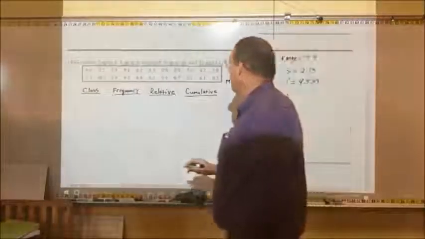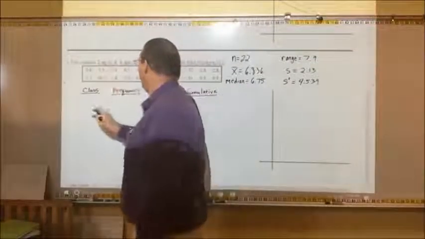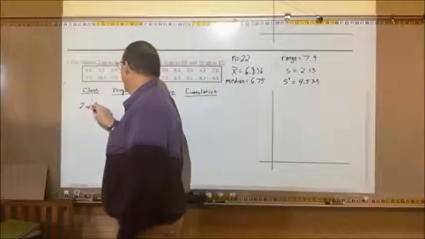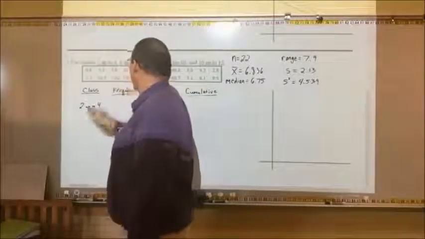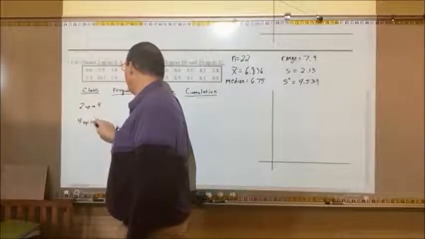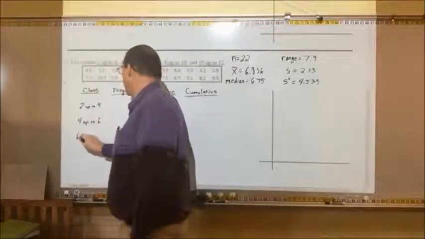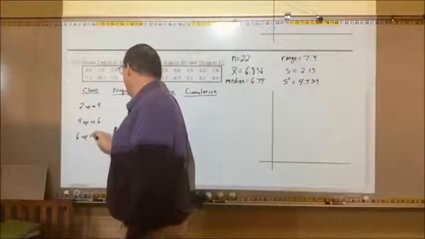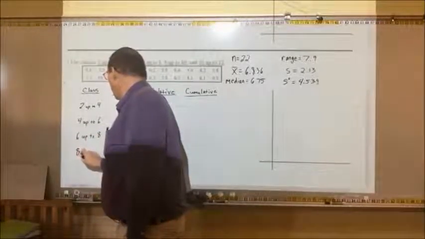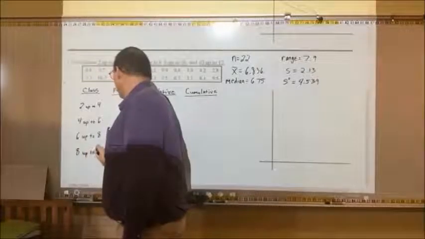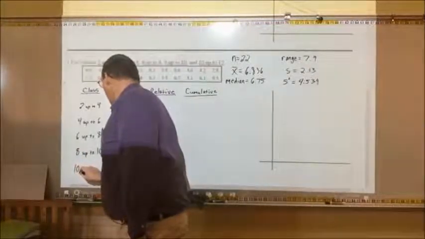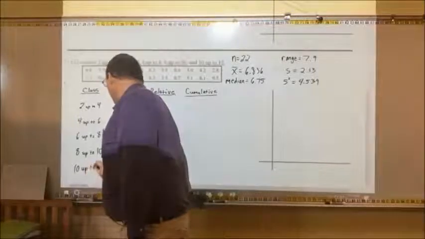All right, so the classes are 2 up to 4. So we're going to write 2 up to 4, and then 4 up to 6, and then 6 up to 8, and then 8 up to 10, and then lastly 10 up to 12.